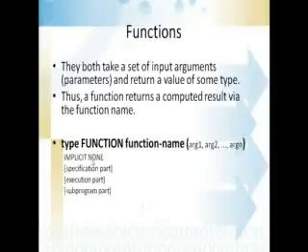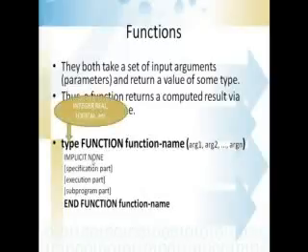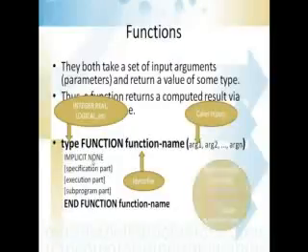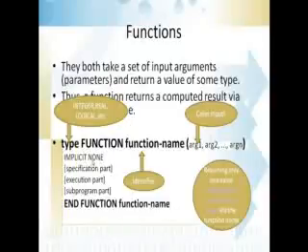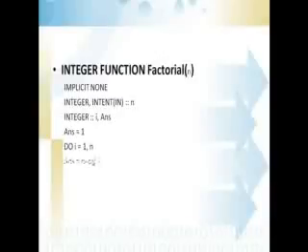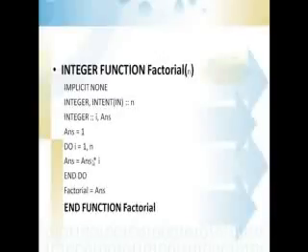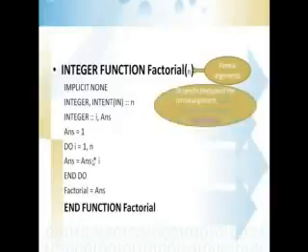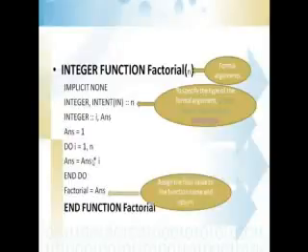Functions. They both take a set of inputs as arguments and return a value of some data type. Thus, a function returns a computed result by the function name. A Fortran function has a data type, a function name, and a function body. At the end, it will return the specific value by the function name. This is an example for a Fortran function. It will take an input parameter, do the computations, and return the value by the function name.